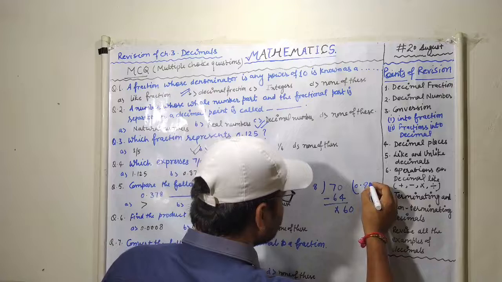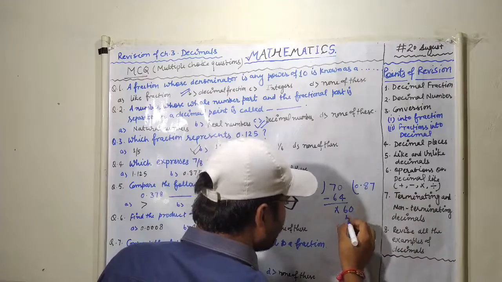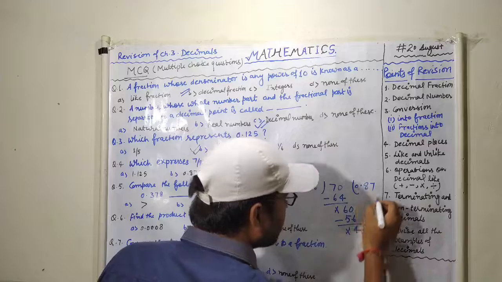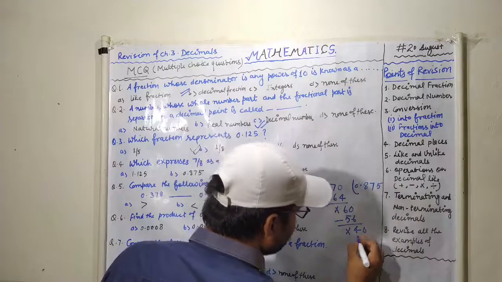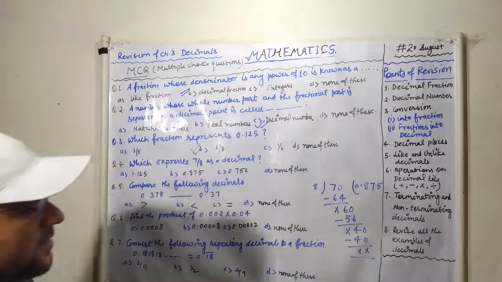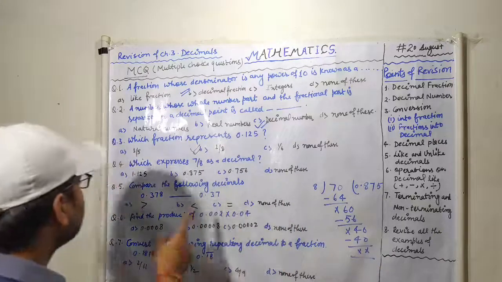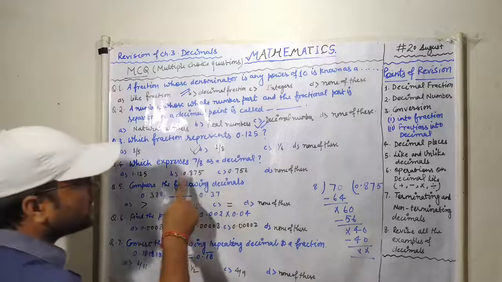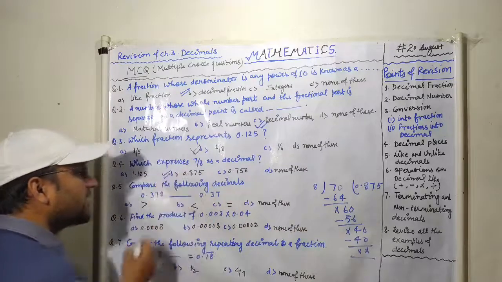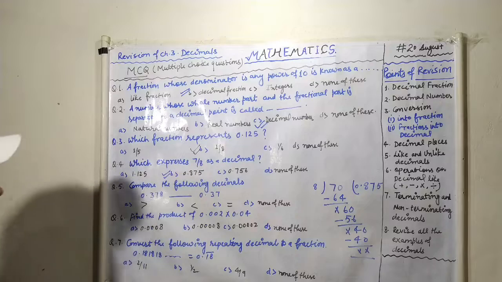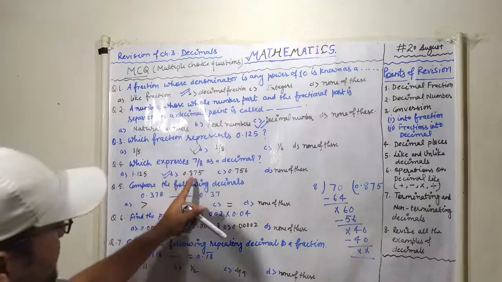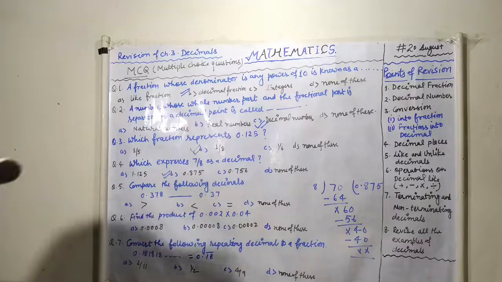8 7s are 56. 4 comes down, and the decimal 5. So what you will get is 0.875. See these options: A, no, B, 0.875. See that? So which option is going to be correct in this case? Option B, which expresses 7/8 as a decimal. So 0.875 is your correct option.